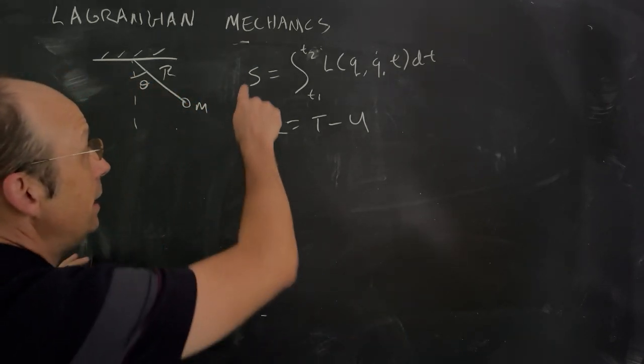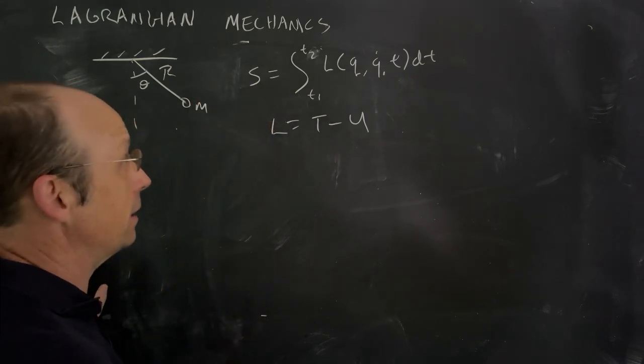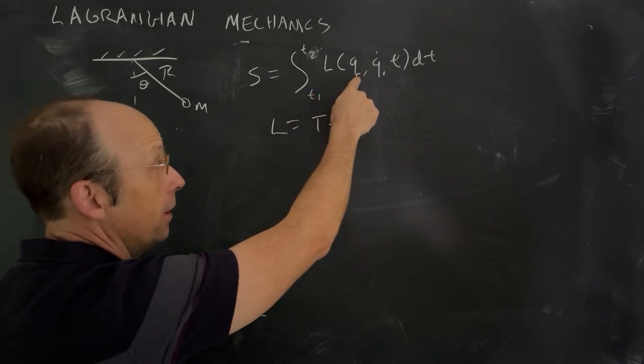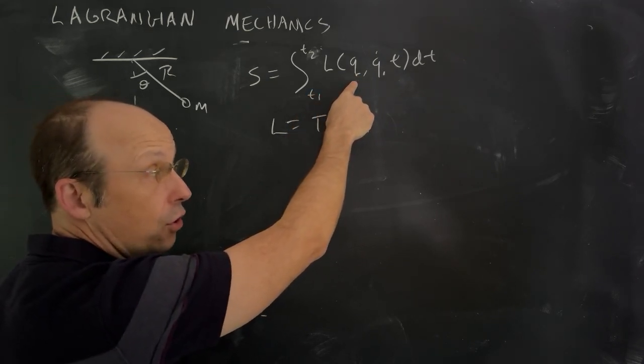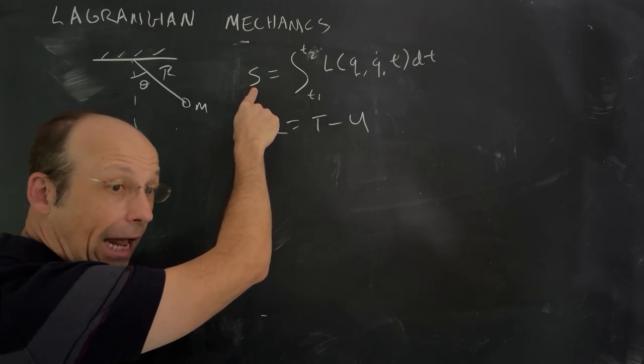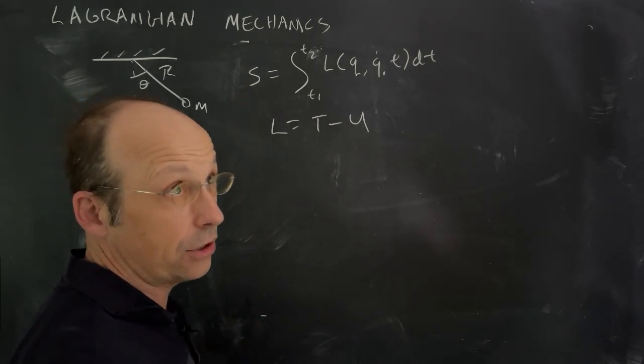So this is the action. Lagrangian mechanics says that the actual path in time, this function of q and q dot, is such that this action is minimized, not technically minimized, but stationary.